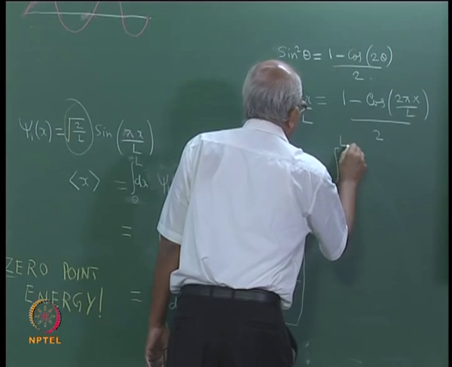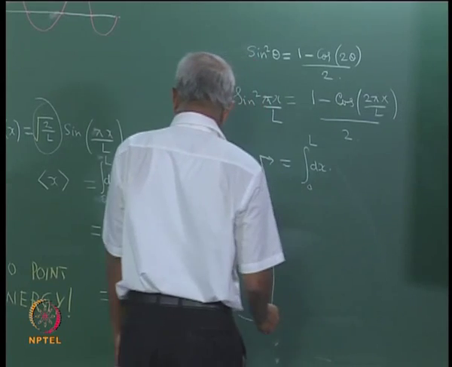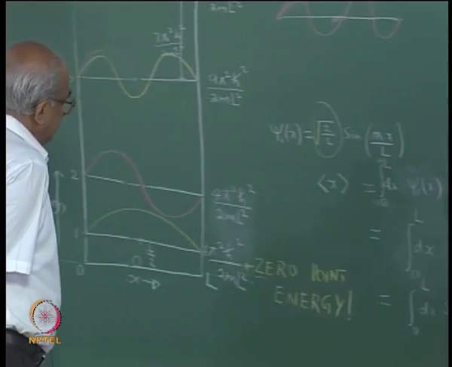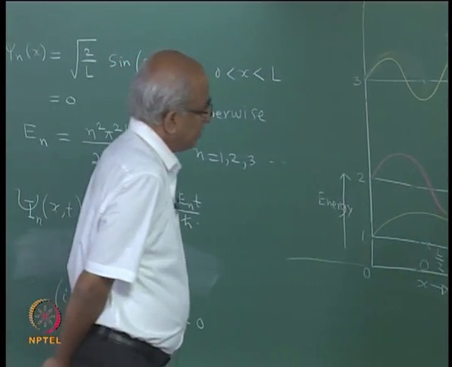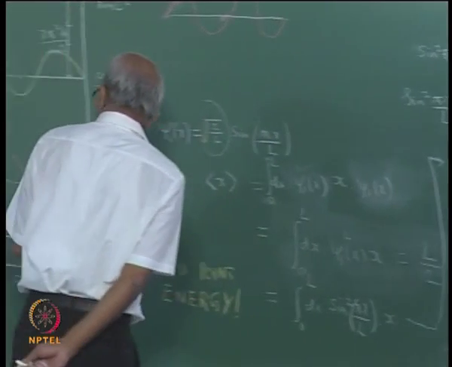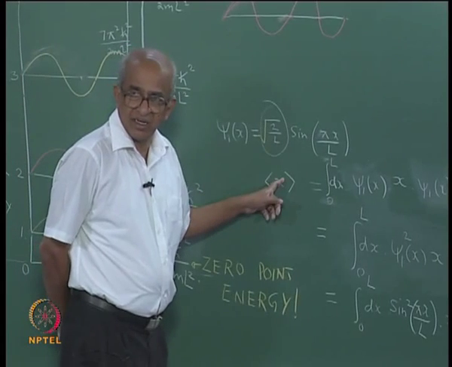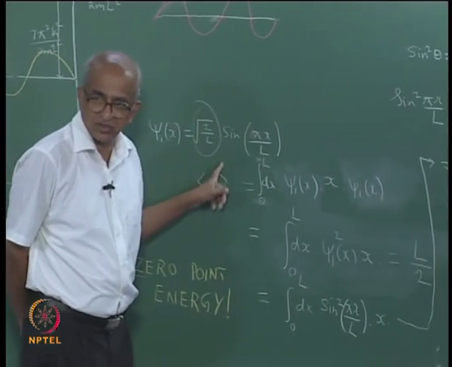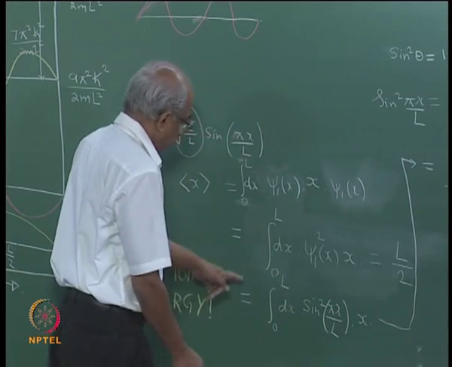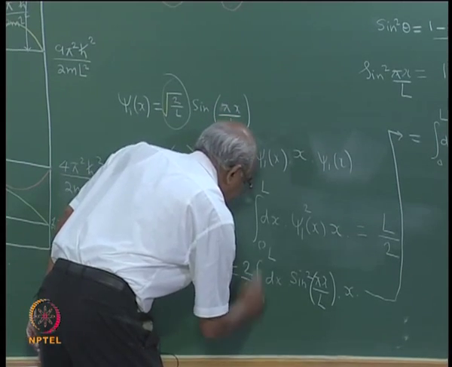Integral 0 to L dx. The first term is simply, well, I did make a mistake, didn't I? At this point I did make a mistake, because psi 1 of x actually contains square root of 2 by L. I didn't write this square root of 2 by L, I just wrote the sine square term. So therefore I have to correct for that mistake. There will be a 2 by L sitting here.